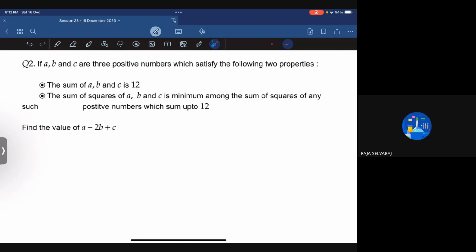Sir, a plus b plus c equal to 12. And then there is another one, a square plus b square plus c square. And c can be expressed in terms of a and b, and substitute in that a square plus b square plus c square. Correct. And we will get an equation in two variables. Then find the fx. That is, I think we need to go up to Hessian matrix, right?